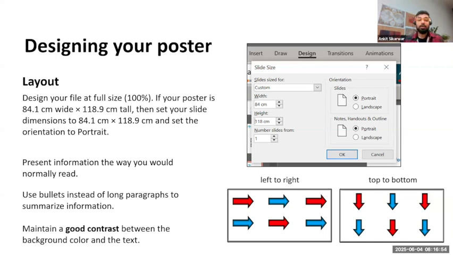For example, the IPC 2025 instructs us to have an A0 portrait poster, and this means setting your slide dimension to those dimensions only, which is approximately 84 centimeters wide by 118 centimeters tall, and making sure the orientation is set to portrait. I have also kept one snapshot of my PowerPoint presentation software, where this tool comes under the Design toolbox, and there you specify the slide size.